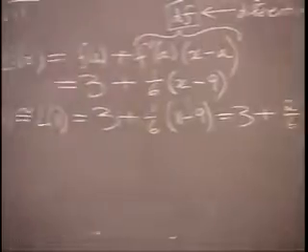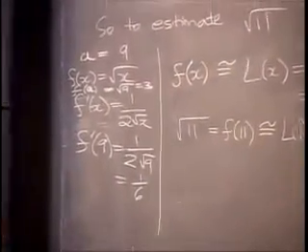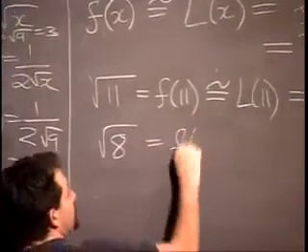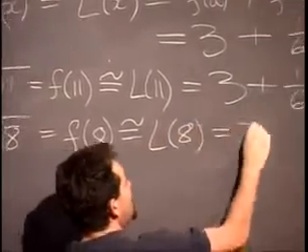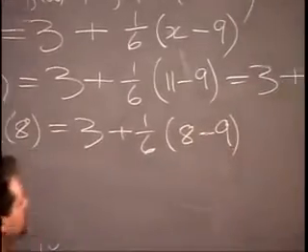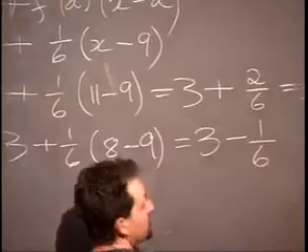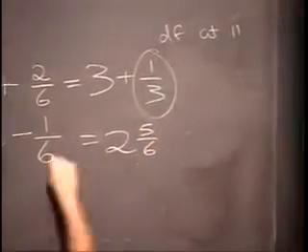Okay? So, by the way, this approximation is not just good for 11. We can take any number that is close to 9. If we repeat the process with 8, you get 3 plus 1/6 times 8 minus 9, which is 3 minus 1/6. Or if you prefer, 2 and 5/6.